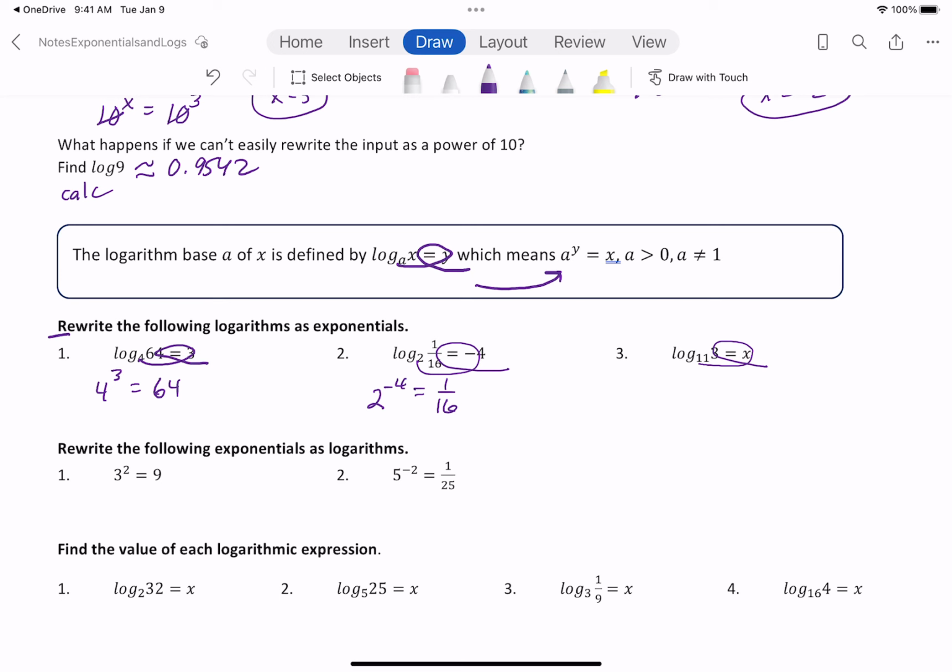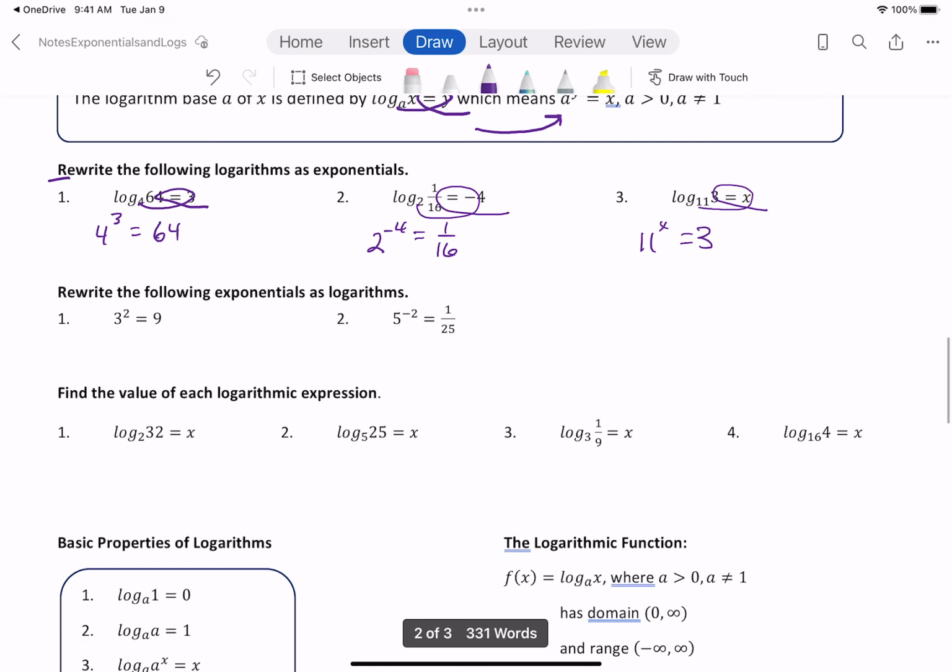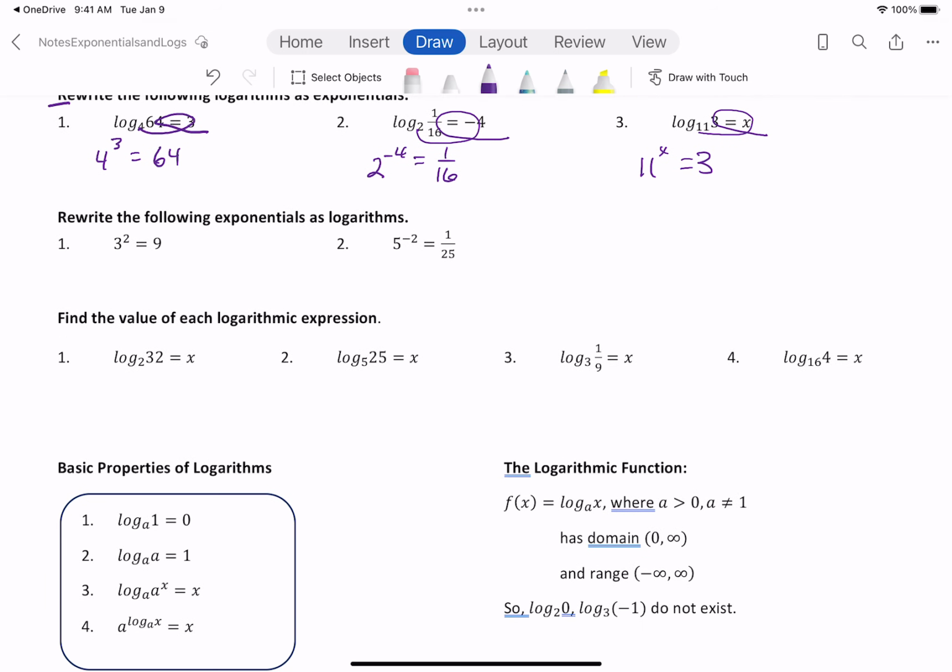And then the last one, I have 11 raised to the power of x is equal to 3. Alright, so that's all we do with those. We're just rewriting them. And of course, this next part, again, we're just rewriting.